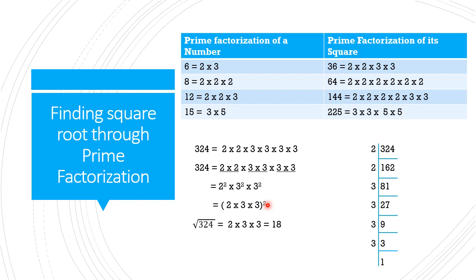Then we put the square. Then whatever is here in the bracket, that is the answer. 2 3s are 6, 6 3s are 18. Okay children, this is how to find square root by the prime factorization method.